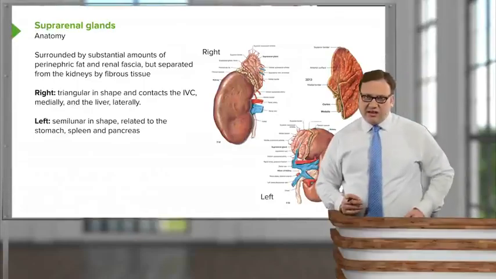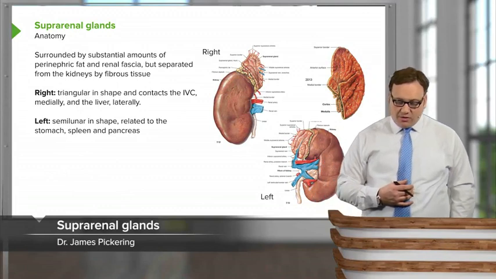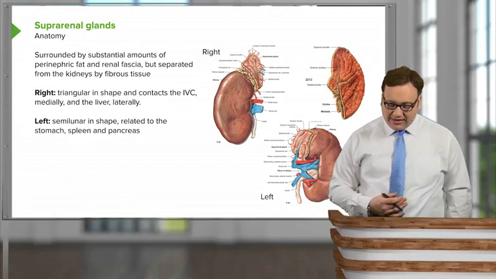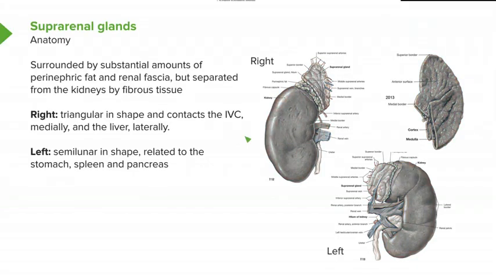So let's just now turn our attention to the suprarenal glands and their anatomy. Well, they have a cortex and they have an inner medulla. We can see that each of the suprarenal glands is going to be positioned on the kind of supromedial aspect of the kidneys, and they are surrounded by a substantial amount of perinephric fat and the renal fascia, but they're separated from the kidneys by this fibrous tissue. So there is a separation.